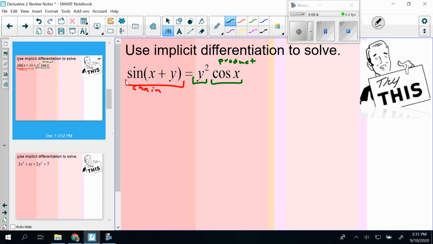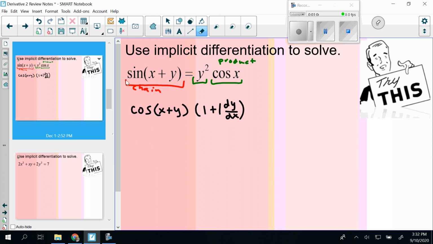When we do chain rule, we do derivative of the outside. So derivative of sine is cosine. Leave the inside alone. Times the derivative of that inside. So derivative of x would be 1. Derivative of y is also 1, but that's y, so we got to include dy dx. If you don't want to, you don't have to put this 1 in here since we got the dy dx with it. Equals, because we're done with the chain rule.